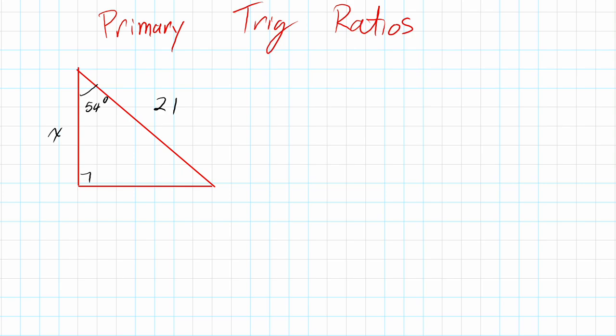We're going to look at primary trig ratios. So we're actually going to list the primary trig ratios, and they're usually set up like this.